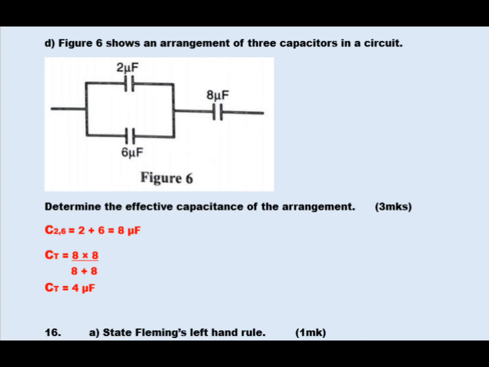Then 2 and 6 combined, meaning we are taking it as one capacitor of 8 microfarad. Then that one 8 plus the other 8, which are in series now. So in series, product over sum: 8 times 8 over 8 plus 8, which is 4 microfarad. That gives you the total capacitance.